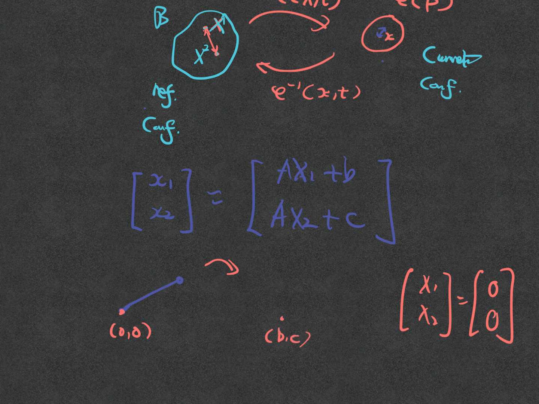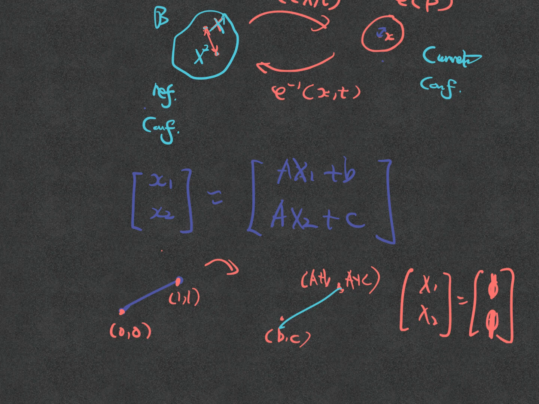Let's put another point. If the original point is 1, 1, what would the new point map to? It will be a plus b and a plus c, right? So what happened to anything in between these two points? It will be a straight line. Why is that a straight line? It's a linear mapping. Okay, excellent, so you get it.